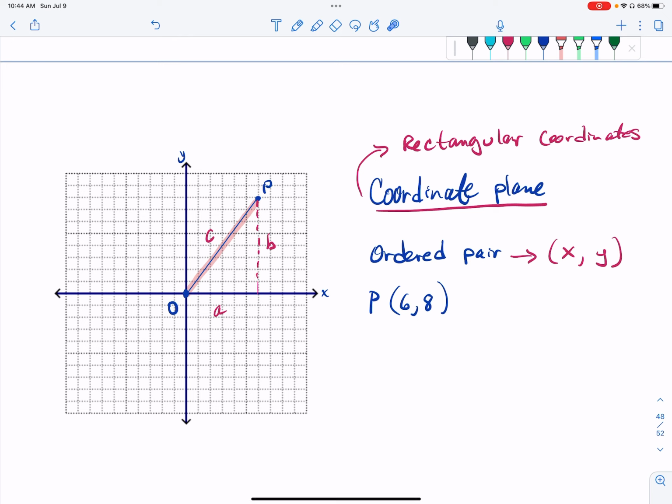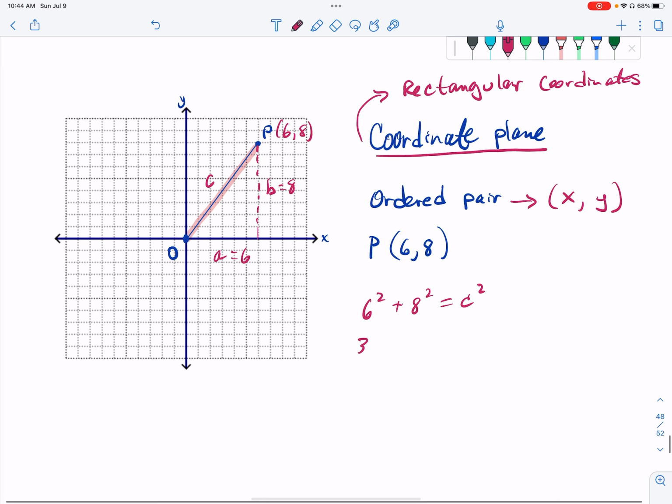But we knew how big they were anyway because this was the point 6, 8, which means that the A value is 6, the B value is 8, and then you could just use your Pythagorean formula in order to go 6 squared plus 8 squared is equal to C squared, and you're solving this thing for C. 36, 64, C squared, that's 90 plus 10 more is 100. C squared, you take the square root of both sides and you get 10.